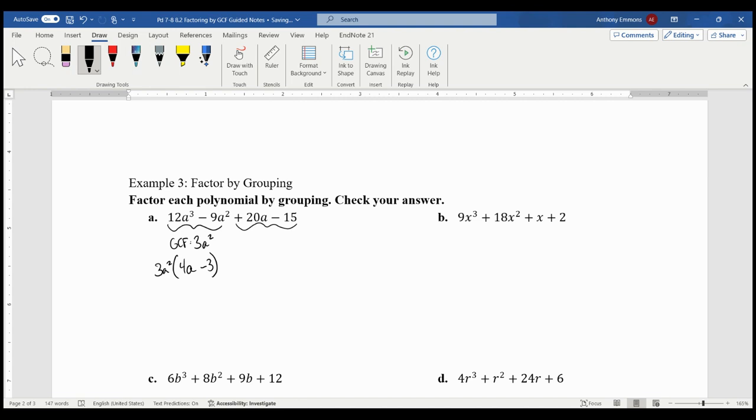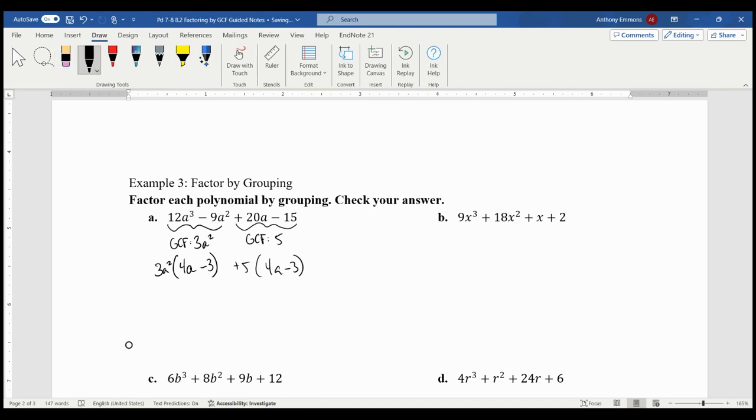That's one step. As a second step in this second group, I need to find the GCF between 20a and negative 15. That'll be a 5. Do the division. 20 divided by 5 is 4. A divided by, well, I guess I'm dividing by 1, so it's a. And now negative 15 divided by 5 is negative 3. Sorry, getting ahead of myself here. It was a positive 5, and then 4a minus 3.